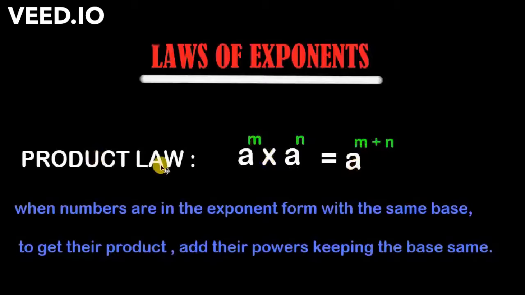So what does the product law say? When numbers are in the same exponent form with the same base, to get their product, we need to add their powers keeping the base same.